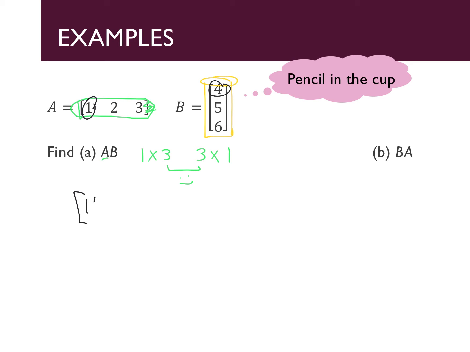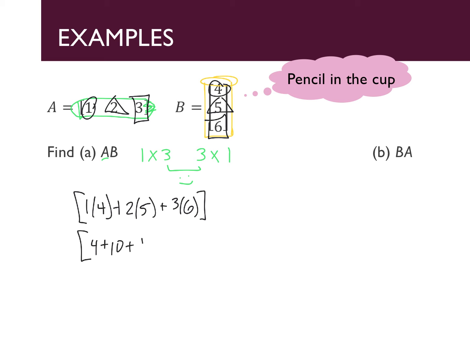So we're going to take the 1 and match it with the 4. So we'll have 1 times 4 plus, we'll take the 2 and match it with the 5, 2 times 5 plus, and we will take the 3 and match it with the 6. And we clean it up. So we'll have 4 plus 10 plus 18, which is 32. And that's it. That's all she wrote.